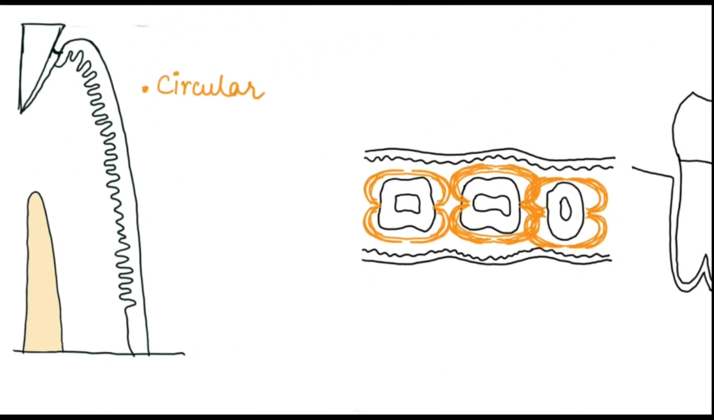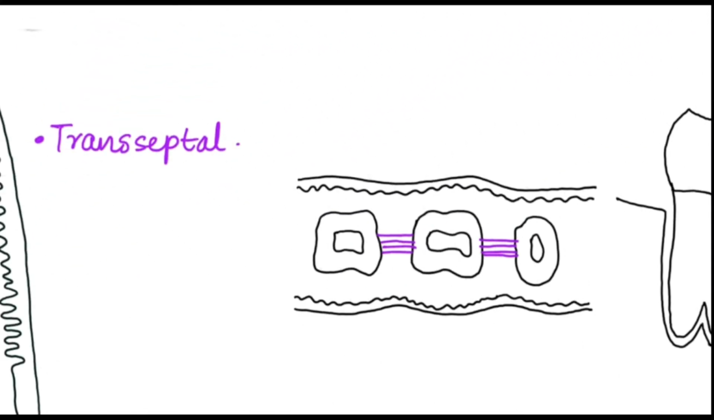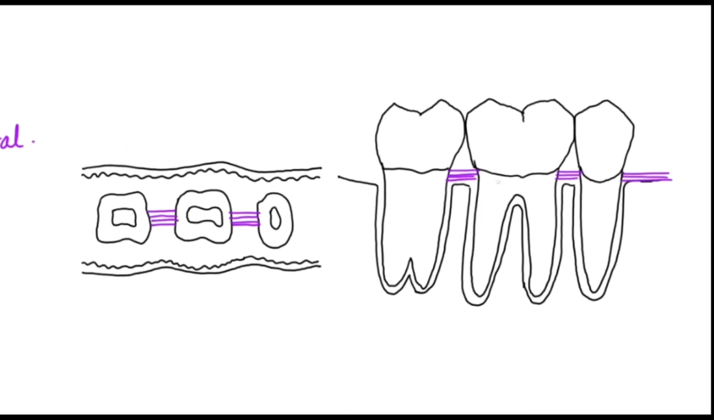The fourth group of fibers are known as the circular fibers, which are basically encircling each tooth. So they originate from the free, marginal and the attached gingiva and they encircle each tooth. The fifth group is known as the transseptal group. So as you can see, these fibers originate from the interproximal cementum and attach themselves into the cementum of the adjacent tooth. So these are your transseptal group of fibers.